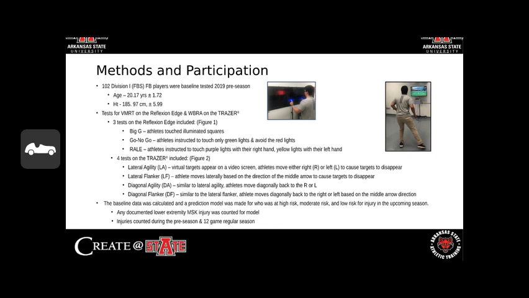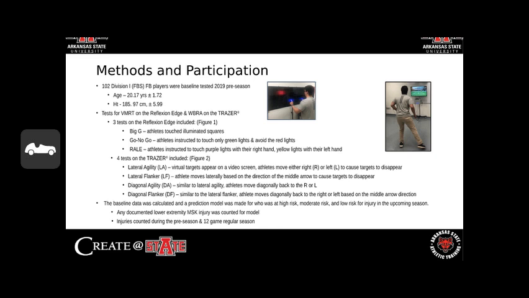The 3 tests used for the reflection edge were Big G, Go No Go, and right and left execution, or RAIL for short. Big G tested true reaction time and accuracy. In Go No Go, the athlete placed their fingers on a home base and were told only to touch the green boxes and not the red boxes. The last test, RAIL, would ask the athlete to touch purple boxes with their right hand and touch yellow boxes with their left hand in order to test right and left hand reaction time.